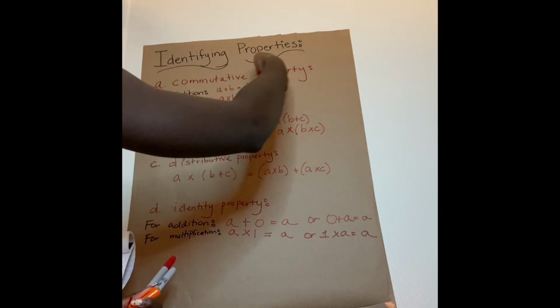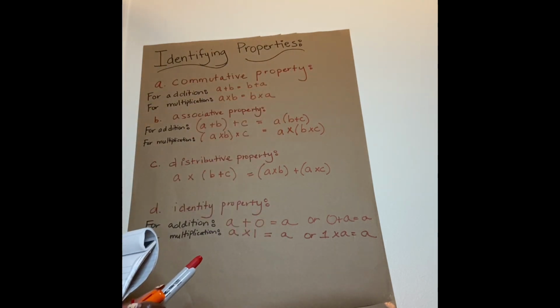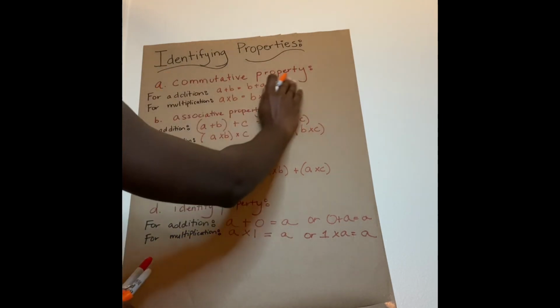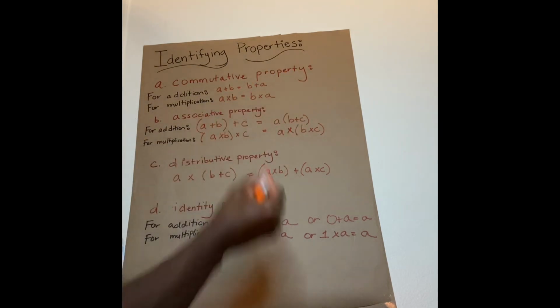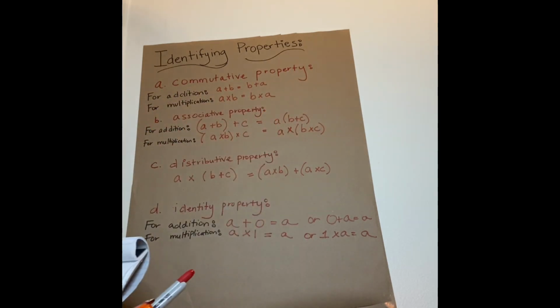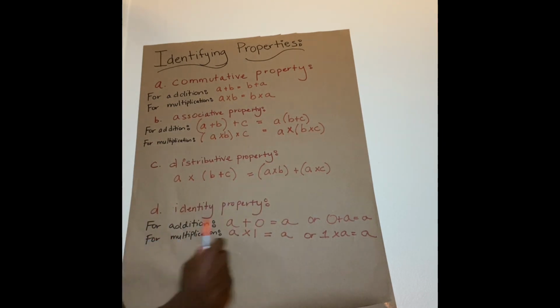So just as a recap, we talked about identifying properties in this video. We first talked about the commutative property, and then the associative property, and the distributive property, and then the identity property.